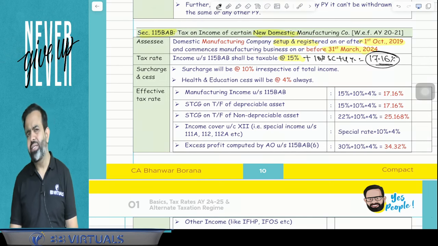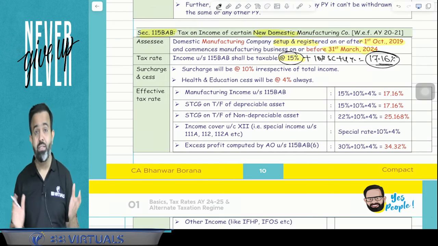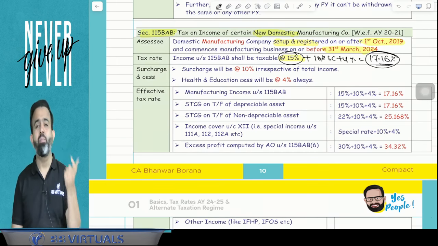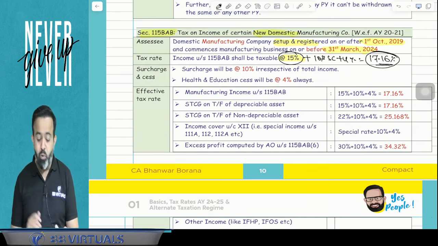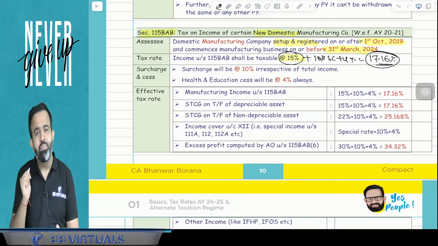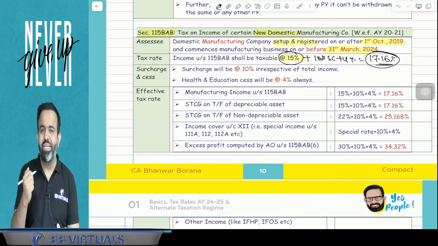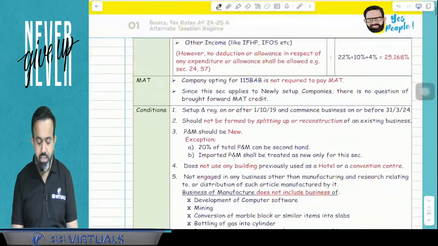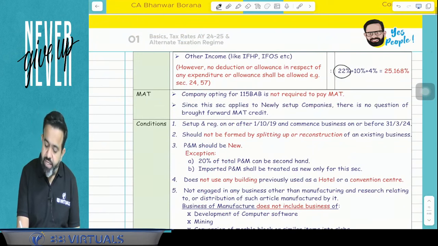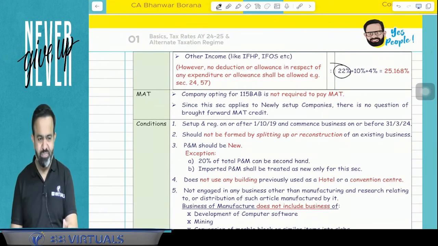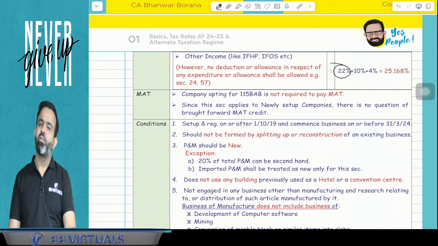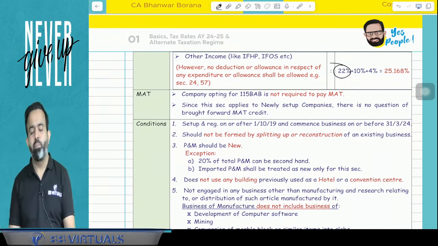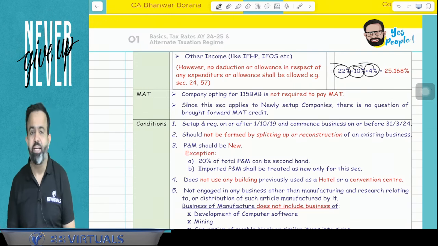Now, sir, you are saying that the tax rate is only 15%. The answer is yes. But this 15% tax rate is applicable only on income from your manufacturing business. Suppose the company has any other income, like house property income or other sources income, then what will be the tax rate? For house property income or other sources income, your tax rate will be 22% instead of 15%, plus 10% surcharge and 4% health and education cess.